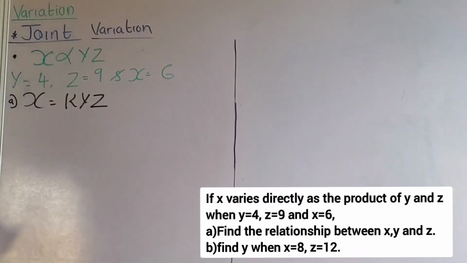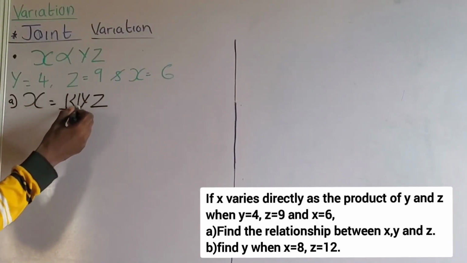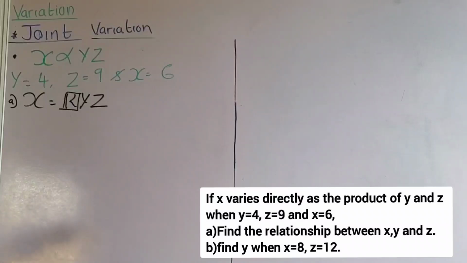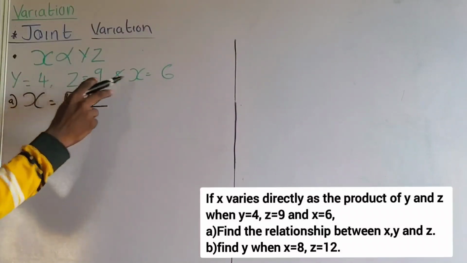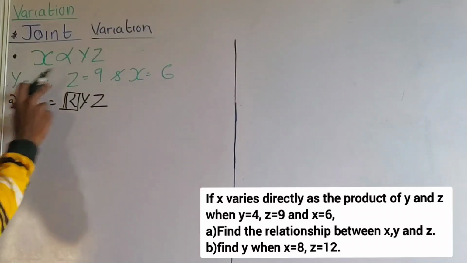Now, if x equals kyz, I need to get the value of this constant. In our previous class, I already told you the reason why we always introduce a proportionality constant when we change the variation sign to an equals sign. So I need to get the value of k, which is the constant. To get the value of k, don't forget that we've been given a set of values: a value for y, for z, and for x. So I can substitute those values into this.